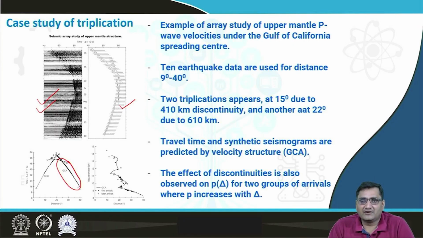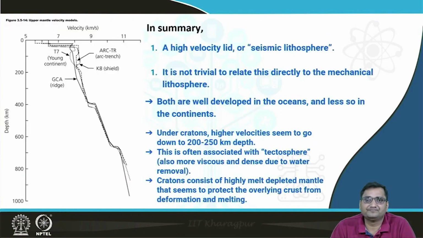And the travel time curve and the synthetic seismogram were well suited to predict the velocity structure underneath Gulf of California. And you can see there is this diagram of the P delta curve. It also shows the triplication features where the ray parameter increases with distance. So these are the two features that you can observe for the triplication, and these are due to the effect of the discontinuities present in the upper mantle at 410 and 610 kilometers.